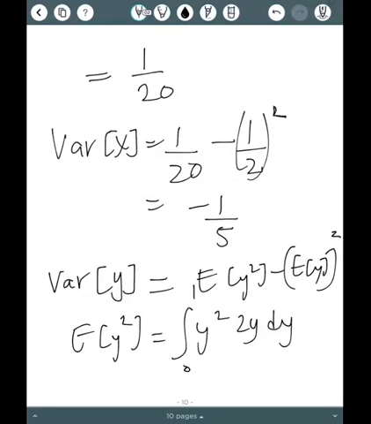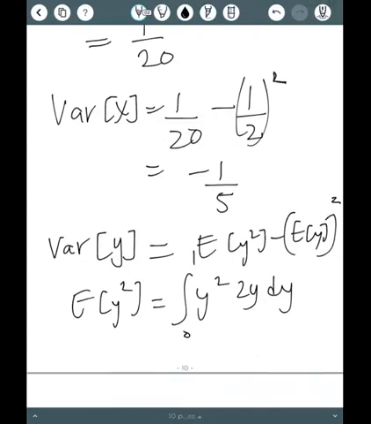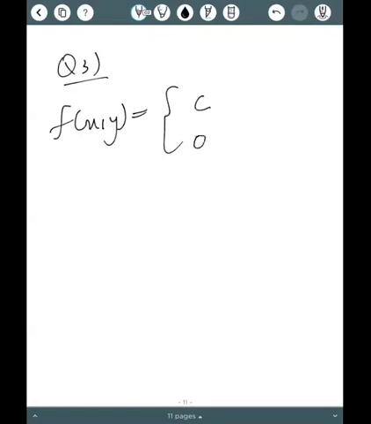So question number 3 states that a random variable (X, Y) is said to be uniformly distributed over a region R in the plane if for some constant C the joint density is this. Show that 1/C is the area of the region R. Basically, in question number 3 you are given a joint density function f(x,y). It's C when (x,y) is in R, like a disk. R is basically a region in the plane, and 0 otherwise, right? So show that the area of the region R is 1/C.